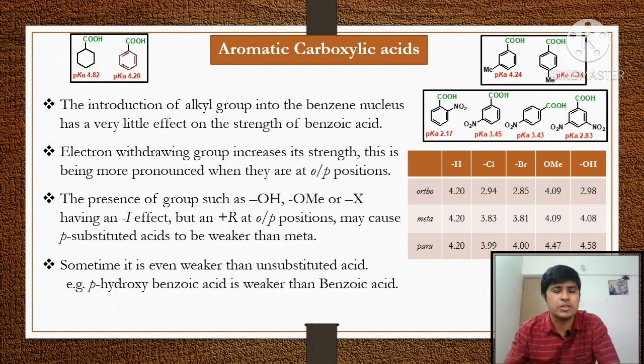Because in the case of benzoic acid, this carboxyl group is attached to an sp2 hybridized carbon atom. But in the case of cyclohexane carboxylic acid, this carboxyl group is attached to an sp3 hybridized carbon atom. So the sp2 hybridized carbon atom has more effect of stabilizing this conjugate base than the sp3 hybridized carbon atom.